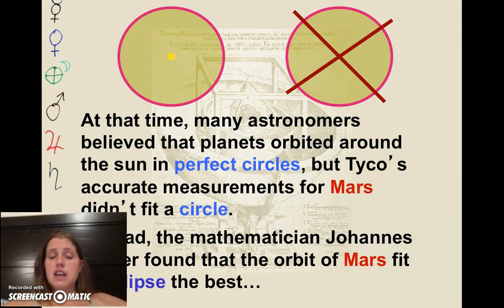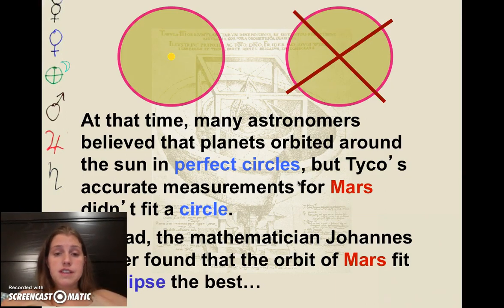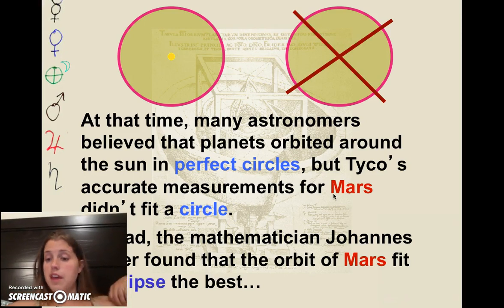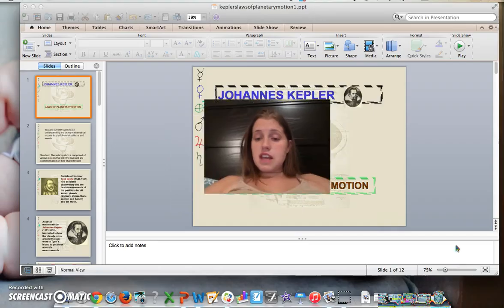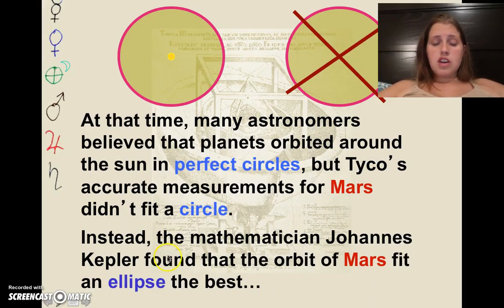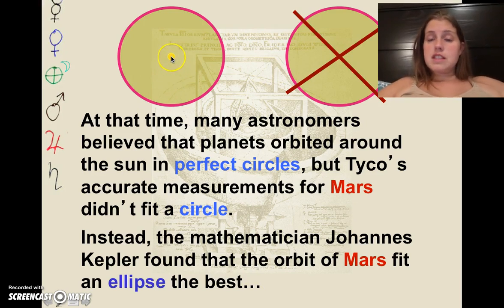At the time, many astronomers believed that planets orbited around the sun in perfect circles. But Tycho's accurate measurements for Mars, and Mars was the big one that they could see because it's the brightest, it's the closest, didn't fit a circle. Instead, the mathematician Johannes Kepler found that the orbit of Mars fit an ellipse the best. So what is an ellipse? Basically they found that the sun is not necessarily in the middle of every single orbit.